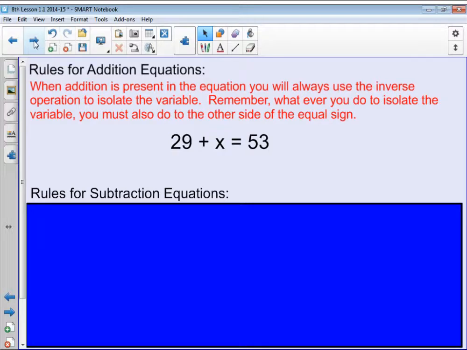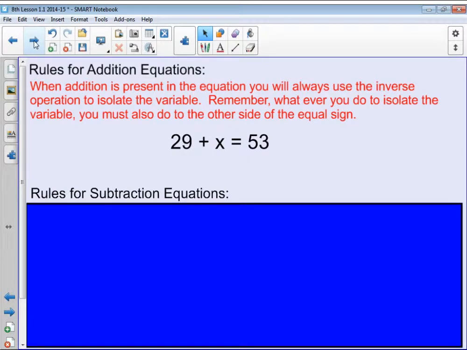Rules for addition equations. When addition is present in the equation, you will always use the inverse operation to isolate the variable. Inverse is kind of like reverse, it means the opposite. So the opposite of addition is subtraction. Remember, whatever you do to isolate the variable, you must also do to the other side of the equal sign.